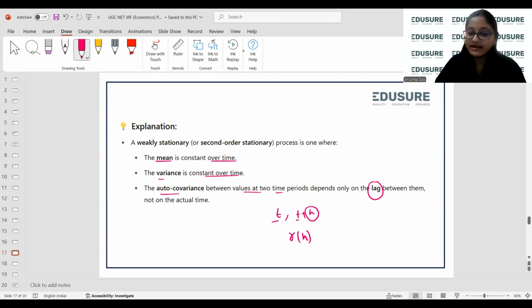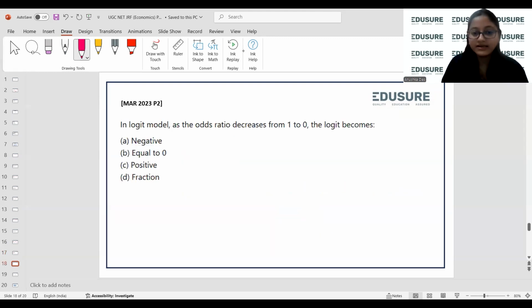Time component should not be there. Lag values may be there. Then also it becomes a weakly stationary process, which is also known as second order stationary process, right?